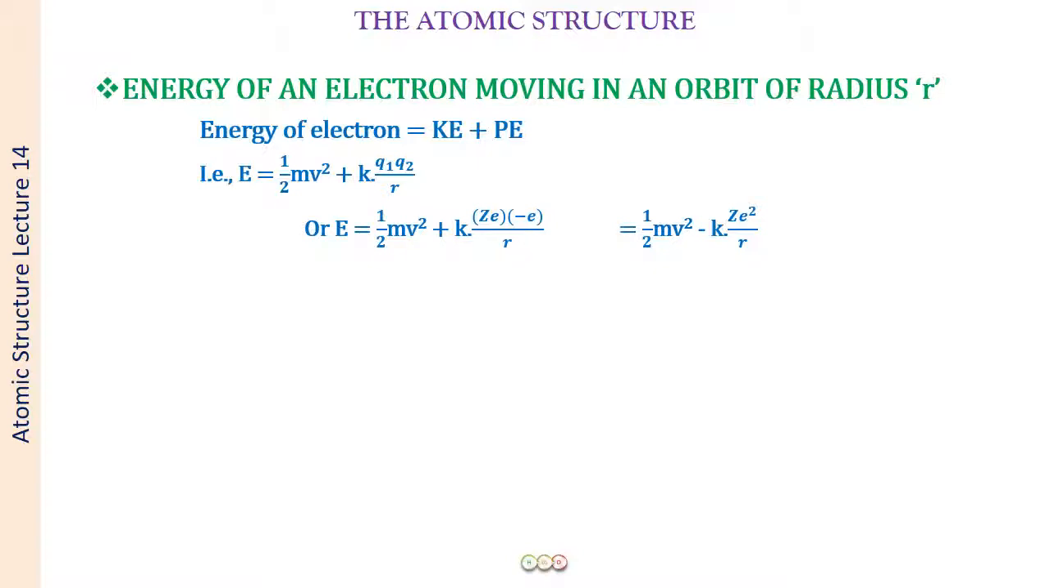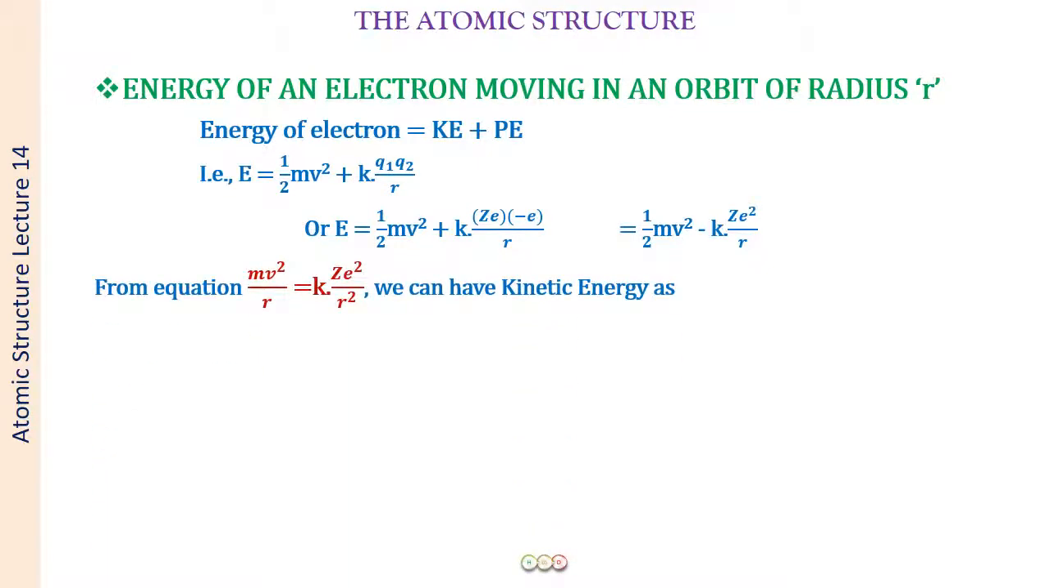We can write this also as Q1 to be Ze, the charge on the nucleus, and minus e, the charge on the electron, that is Q2. So we have kinetic energy to be half mv square and potential energy to be minus kZe square by R. So we put the values over here and we get the total energy.